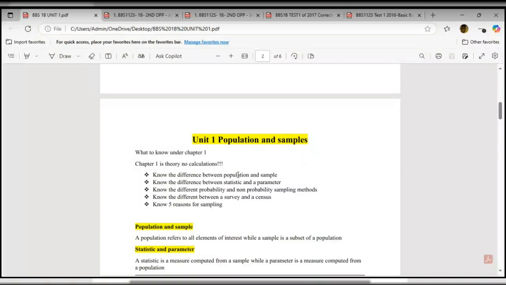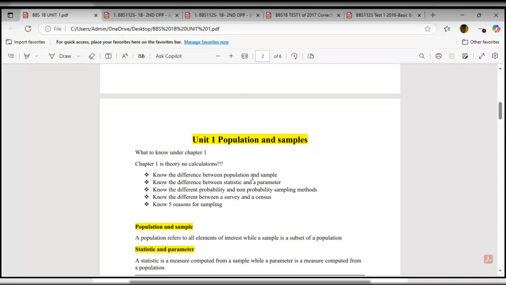You know what a population is, and you know what a sample is. You know what a statistic is, and you know what a parameter is. And then most importantly, you know the different sampling methods. So we have two categories. A sampling method is either a probability sampling method or a non-probability sampling method. And then the answers and then the reasons for sampling. So let's start up here.